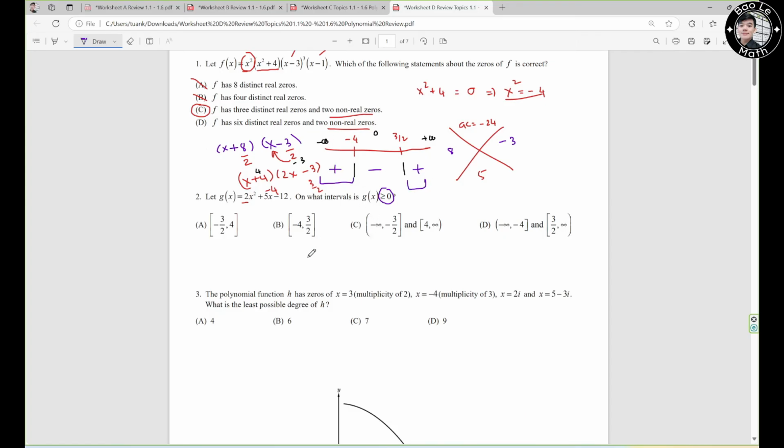So it's going to be negative infinity to negative 4, and then union 3.5 to infinity. Right here I put the parentheses, but right here I put the bracket, because these guys right here are both zeros of the inequality, and we need greater than or equal to 0. So the answer must be D.